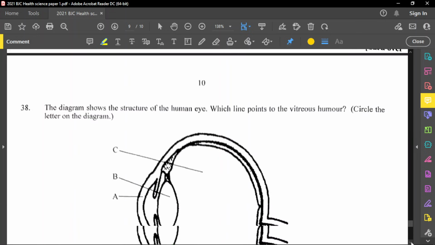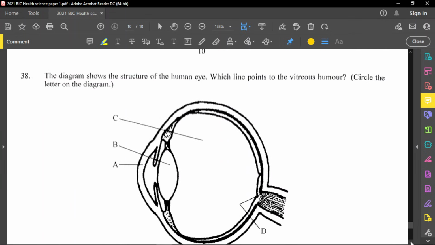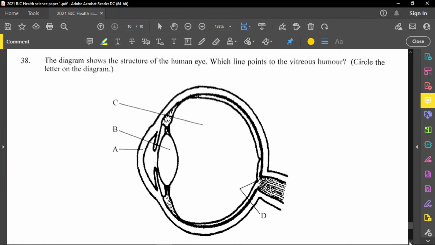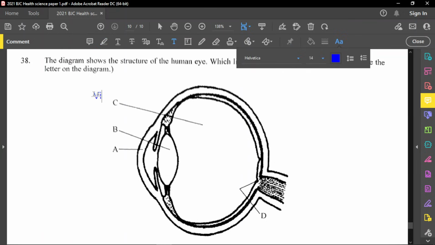Next question, question number 38. They said the diagram shows the structure of a human eye. Yes, you need to know how to label the human eye as well. It says, which line points to the vitreous humor? According to the labeling, let's label this real quick. So C is the vitreous humor. That's our answer right there.